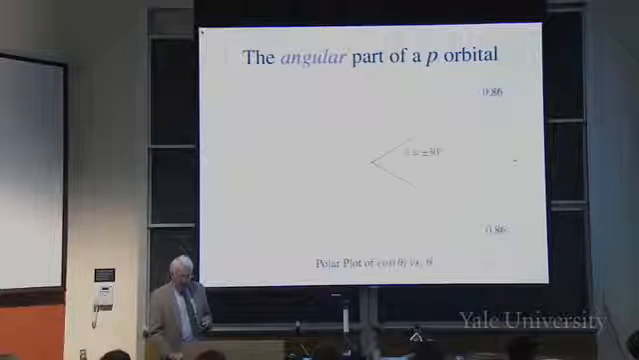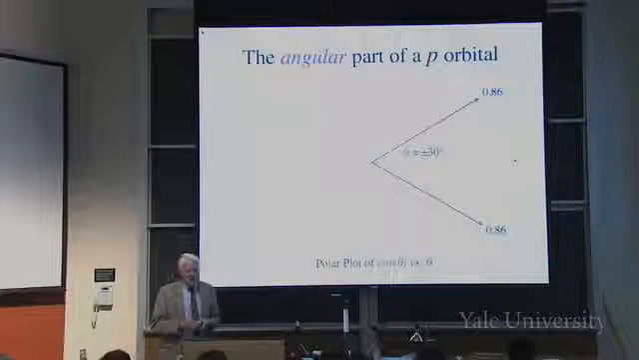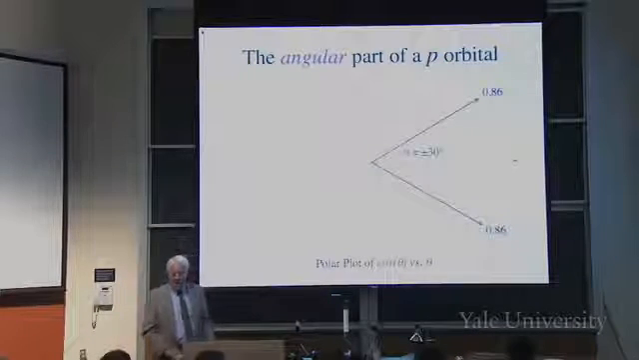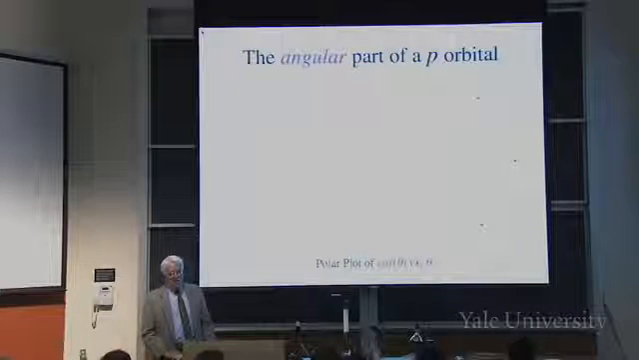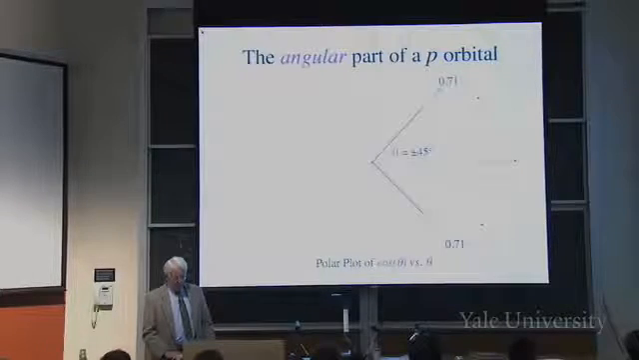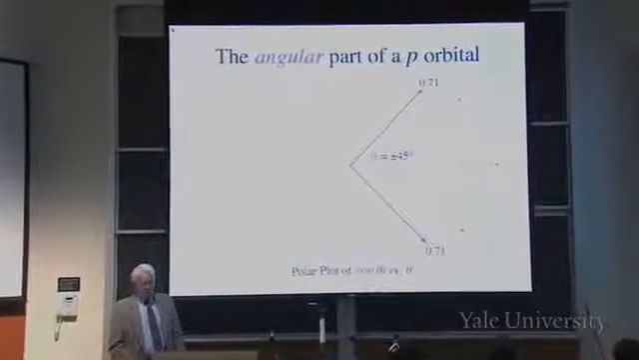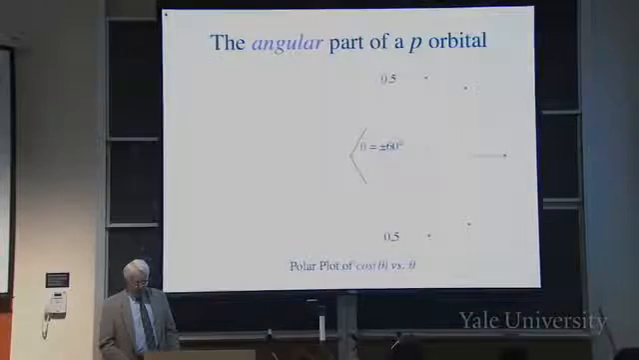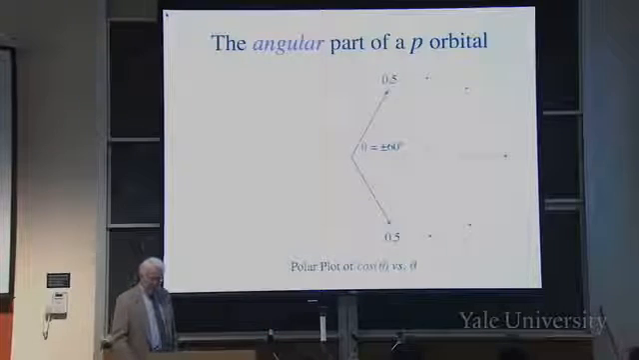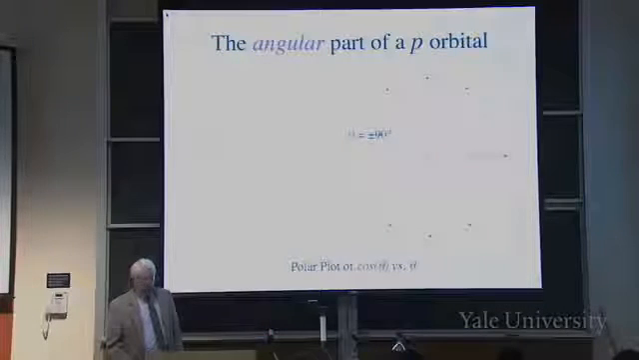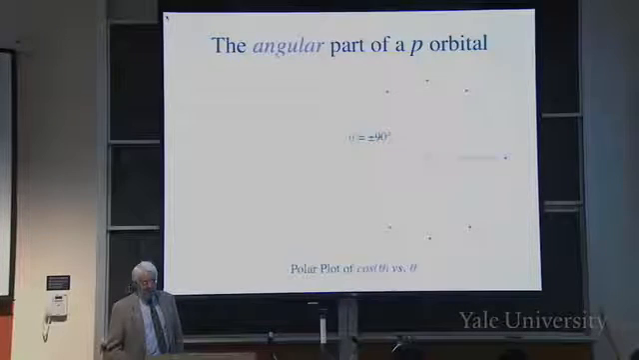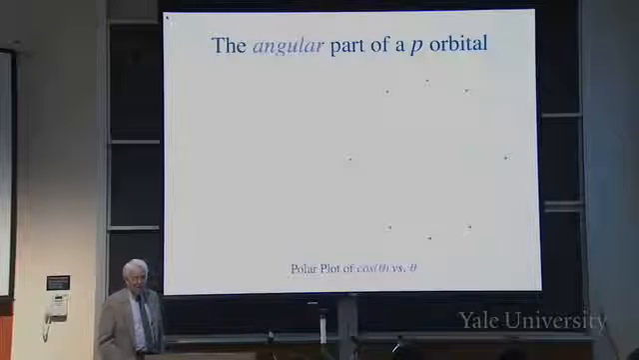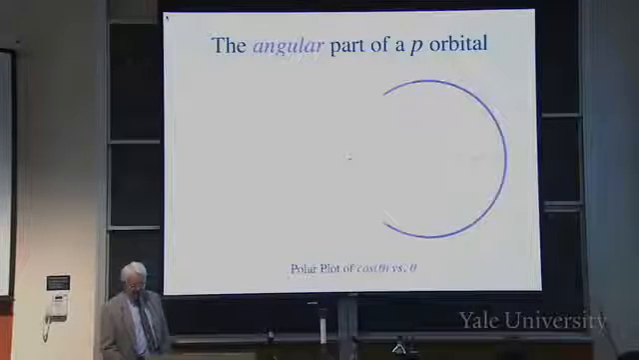Now let's go to plus and minus 30 degrees. Cosine is 0.86, and we'll put points there. And let's go to 45 degrees. It's square root of a half, 0.71, put points there. At 60 degrees, it's a half, put points there. If it's 90 degrees, cosine is 0. So we've got a point at the origin, right? So you can see what the shape is.